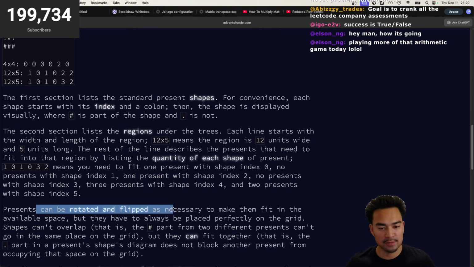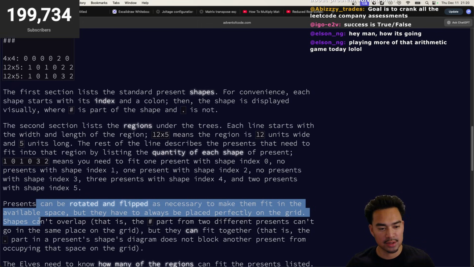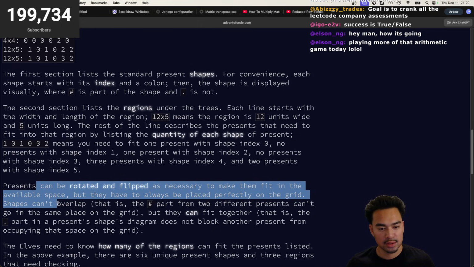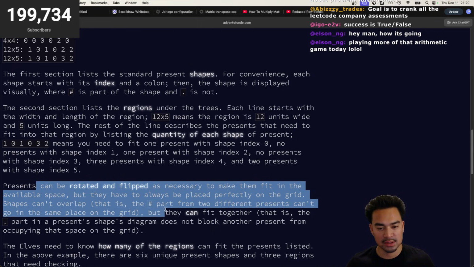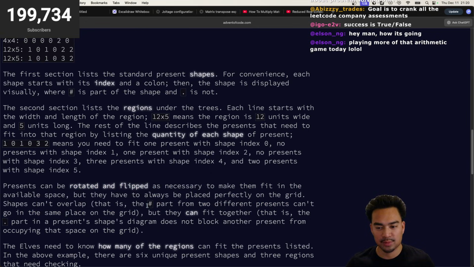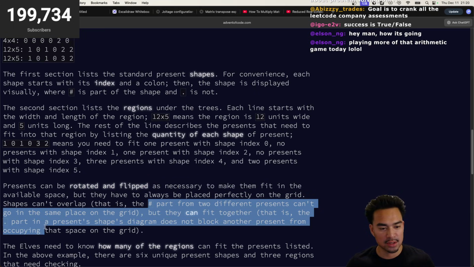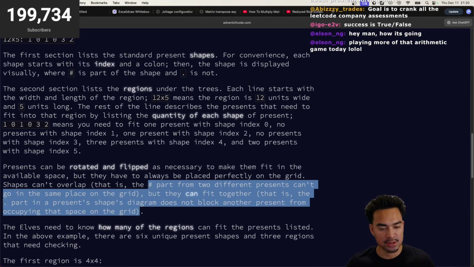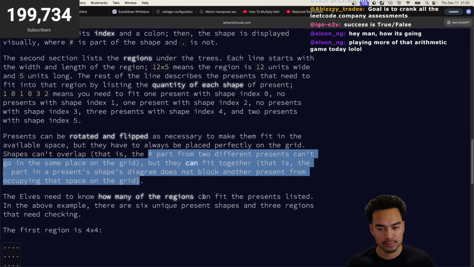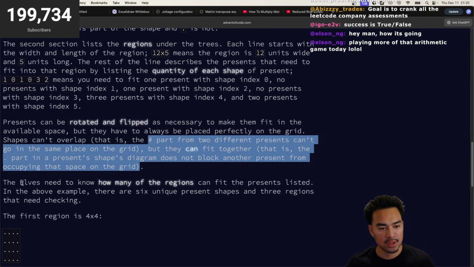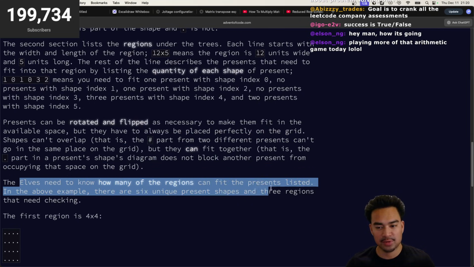Presents can be rotated, flipped as necessary to make them fit in the available space, but they have to always be placed perfectly on the grid. Shapes can't overlap. That is, the hashtag part from two different presents can't go in the same place on the grid, but they can fit together. That is okay. It's like Tetris. The elves need to know how many of the regions can fit the presents listed.